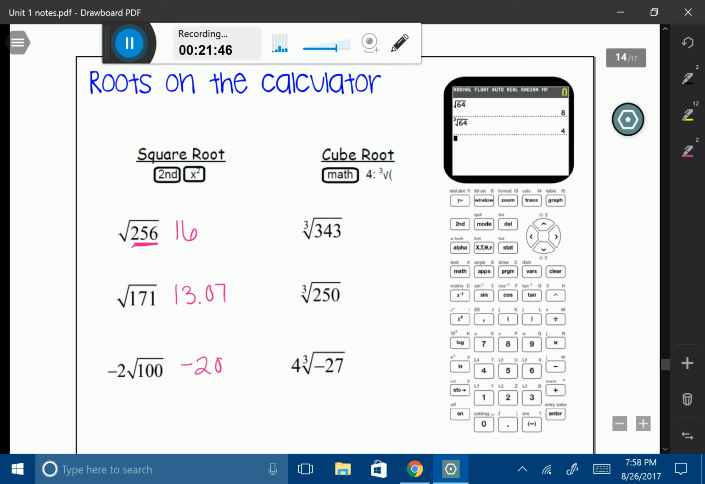And at that point, you just have to pop in your number. So I'm going to pop in 343. When I do that, I get 7. Try that same sequence. Math, 4, and then 250. I get 6.29. And then try the last one. Math, choose option number 4, and then -27. So feel free to use the calculator from here on out.